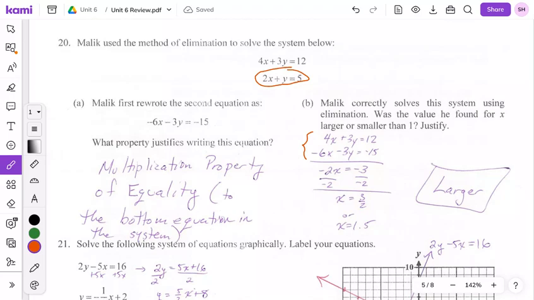And so was the value he found for x larger or smaller than 1? Well, we can see x was 3/2 or 1.5 if we complete that solving, so it was larger.